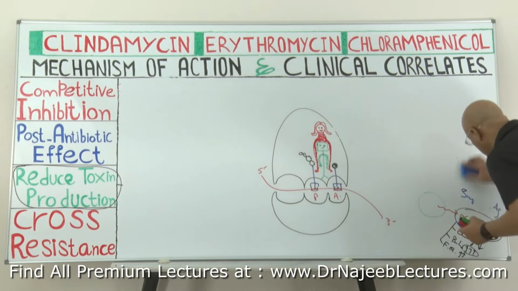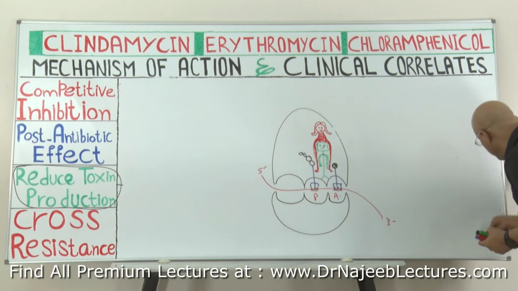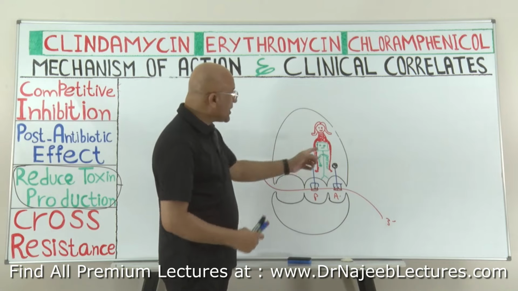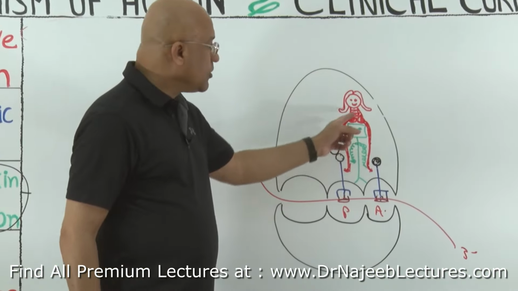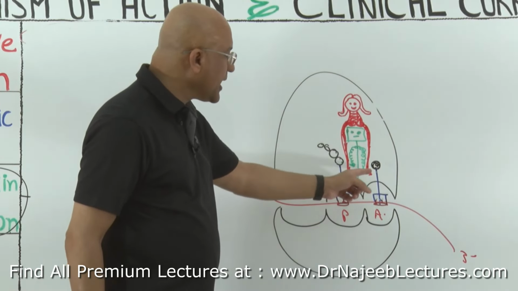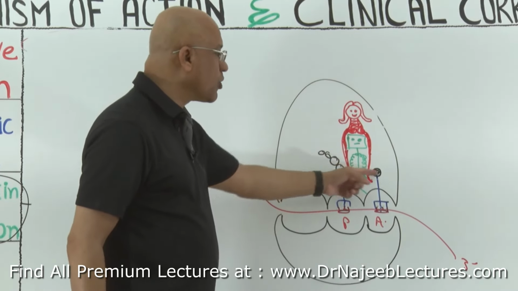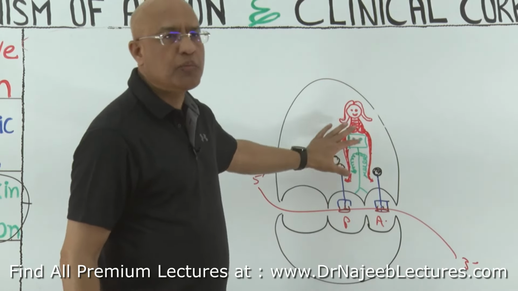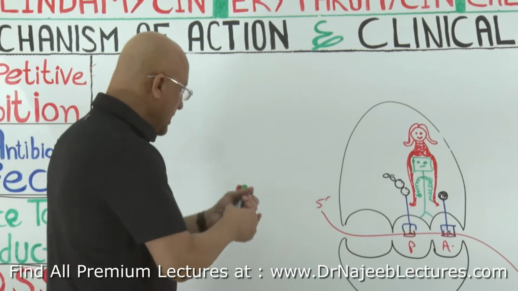Let's come back to our Clinda, Dalinda, the beautiful lady. She is sitting on top of the 23S ribosomal subunit, and with this active domain, this lady has two beautiful legs, and she is kicking at the A site and P site and does not allow transpeptidation and translocation, and eventually chain elongation fails, and that leads to protein synthesis inhibition.